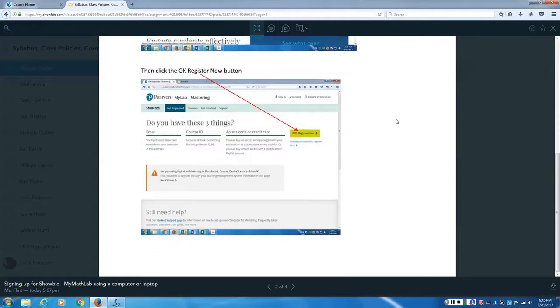When you click Student, you'll go to this page that tells you that you need to have 3 things. You're going to sit there saying, well, I don't have all those things. I don't have a credit card or an access code. You don't need either one. I've got the access code. You click Register Now.